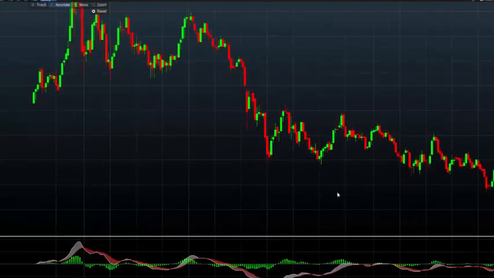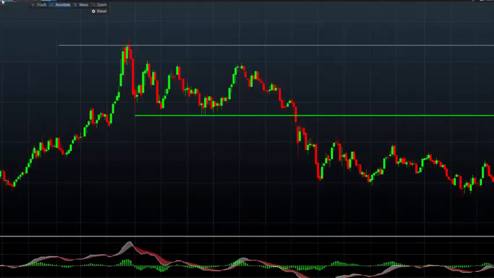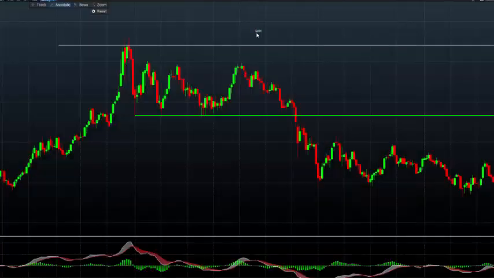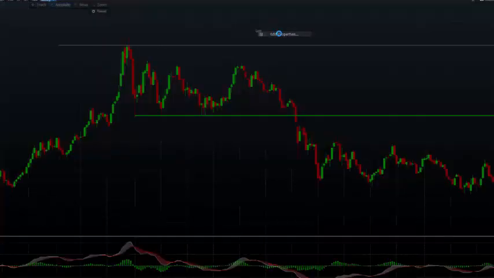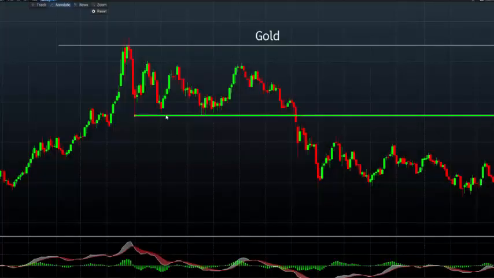So, top edge. This is gold. I'll write it up here just so you can see it. These are gold futures, the continuous contract. Let me put it up a little bigger. There we go. Okay, so here's our gold chart. I have top edge and bottom edge, so there's my consolidation.